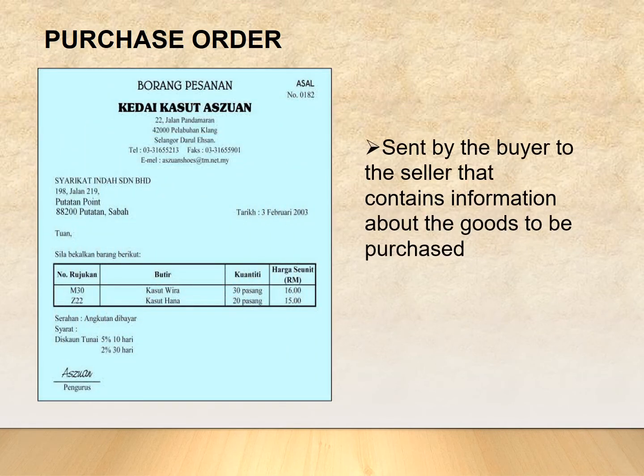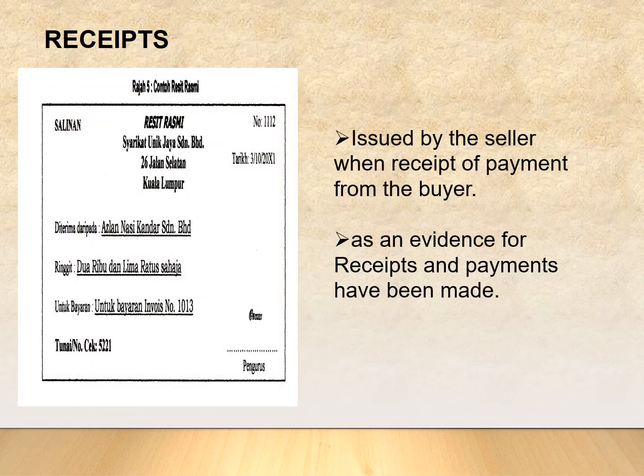Purchase order. Sent by the buyer to the seller, it contains information about the goods to be purchased. It will include a number for tracking the purchase order, the type of item, quantity and agreed upon price. Okay, students. What is a receipt? It is issued by the seller when receiving payment from the buyer. It is used as evidence that receipts and payments have been made.